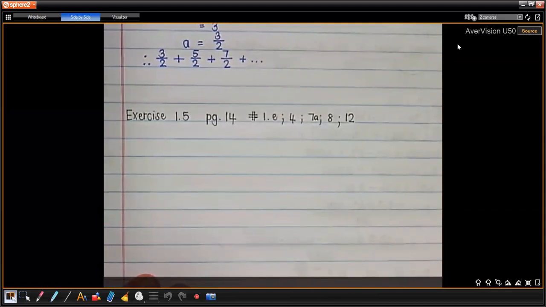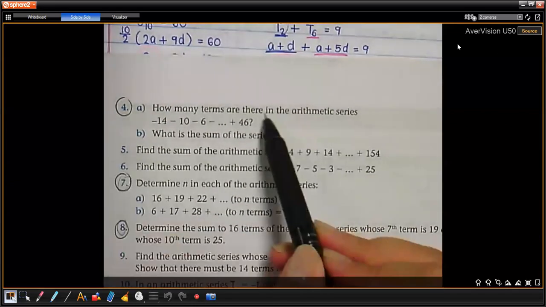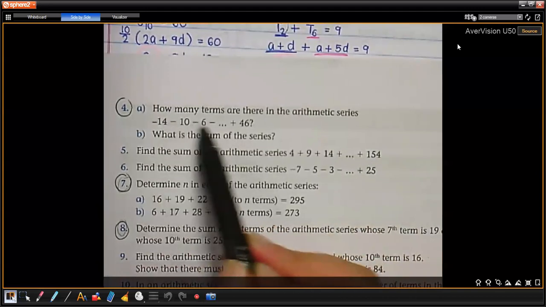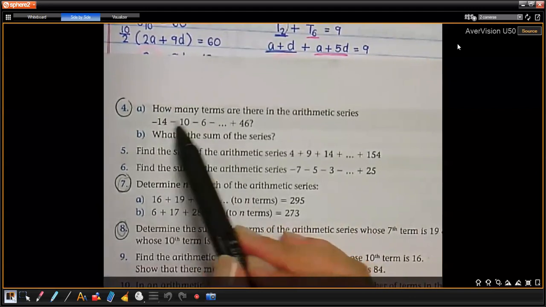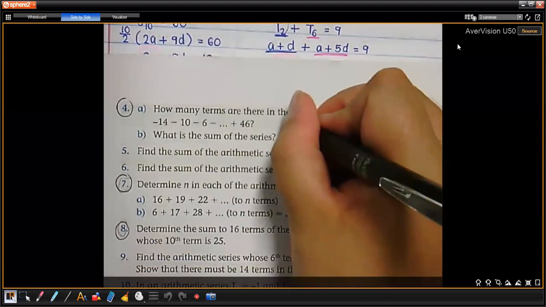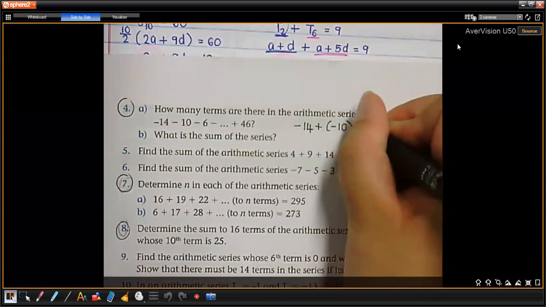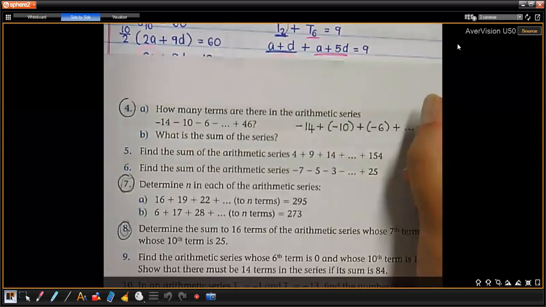So guys, I just want to give you a hint. In number 4, I'll put it on the board now. The wording is slightly different from what we just did, but I just want to help you with that so that you're not confused. In number 4, they're saying how many terms are there in the arithmetic series -14, -10, -6. And guys, this is a little bit strange, but if you have minuses here, that just means that the terms are negative, but it's still a series, right? So you could actually rewrite this as -14 plus -10. You don't have to, but I'm just showing you that it is still a series, okay? And then plus dot, dot, dot, and then plus 46.